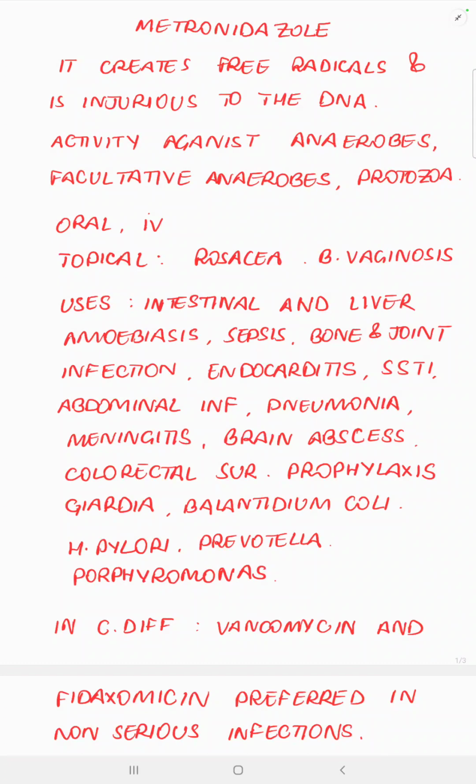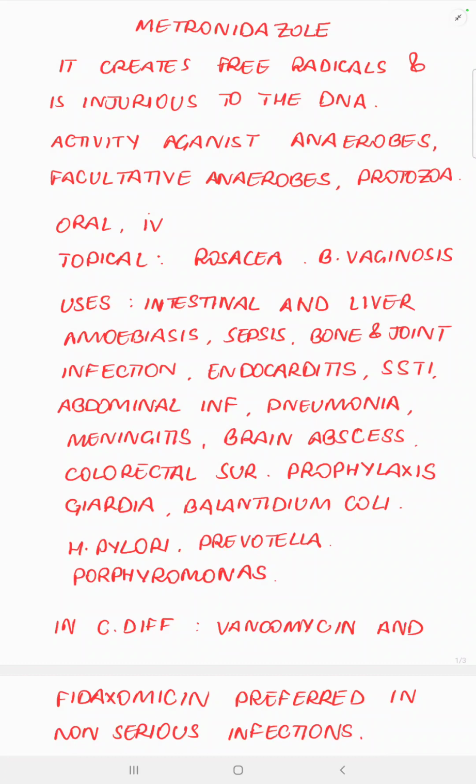Currently, it's used for intestinal and liver amoebiasis, sepsis for anaerobic coverage, bone and joint infection, endocarditis, skin and soft tissue infections, abdominal infections, pneumonia, meningitis, brain abscess, colorectal surgeries for prophylaxis, Giardia, and Balantidium coli, H. pylori, where it's a part of the multi-drug therapy, Prevotella, and Porphyromonas.